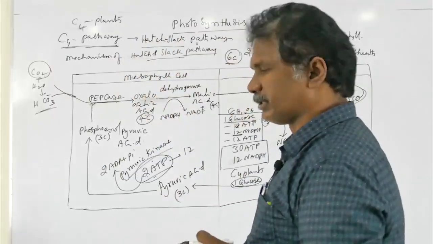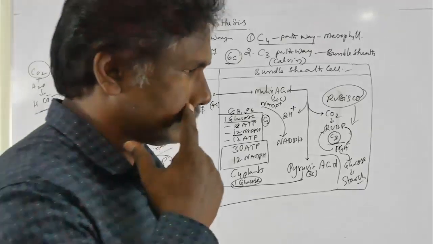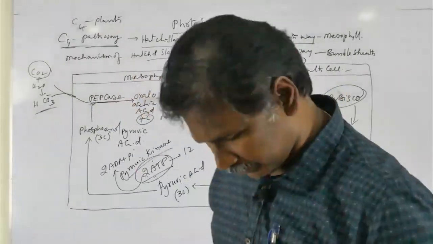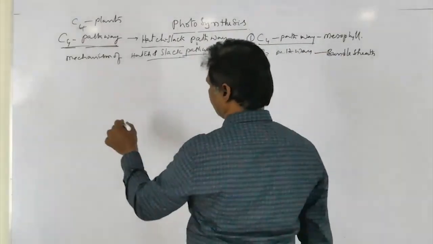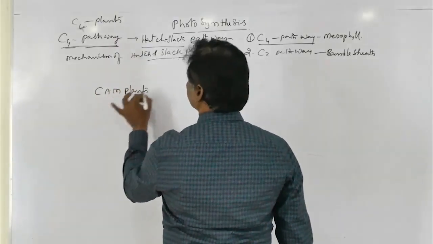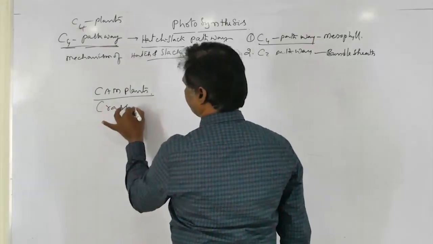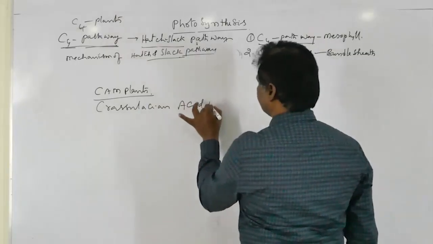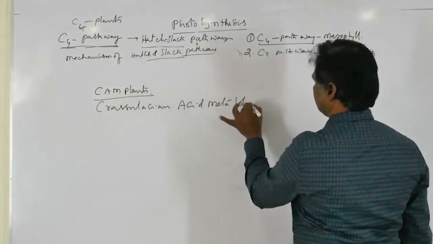Then after that you can see there is a short topic, that is called CAM plants. So CAM means Crassulacean acid metabolism. Crassulacean acid metabolism.